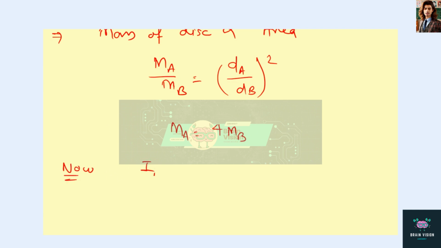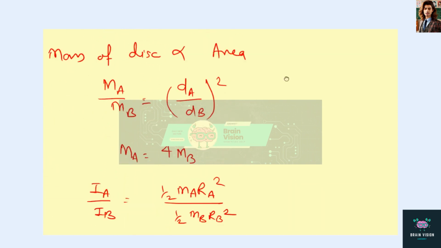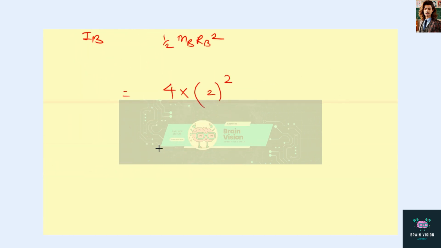Now ratio of the moment of inertia of disk A upon disk B is given by half of MA RA square upon half of MB RB square. Now put all the data in this. So this is 4 into 2 times of, so this will comes out to be finally 16. So this is the answer of our given question and for that option D is the correct choice.